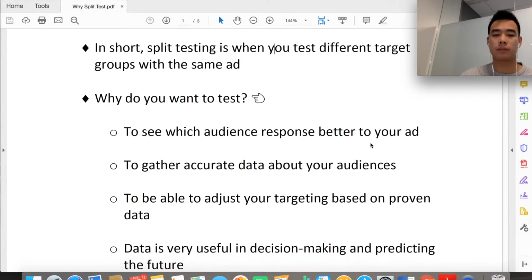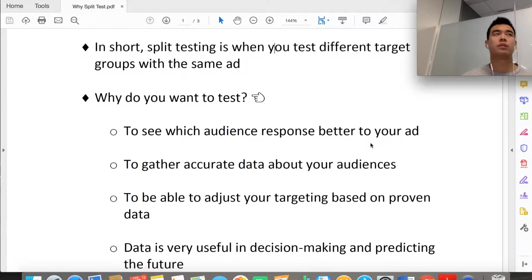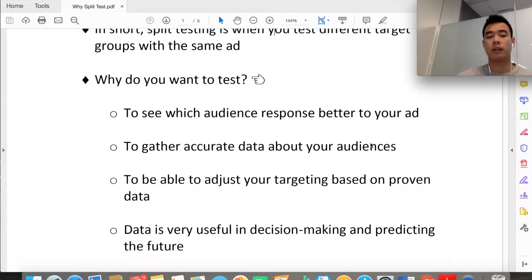So first of all, why do you want to split test? In split testing, you just want to see which audience responds better to your ad, right? So if you target different target groups with the same ad, then you know which target group responds better to the same ad. So let's say group A gives you 30 leads from this ad, while groups 2, 3, and 4 give you maybe like 2. Then you know that group A is your target audience, and that's where you want to throw your money at, right? And you maybe want to reduce the budget for the other 3 groups or completely stop them, right? And you wouldn't have known unless you tested.